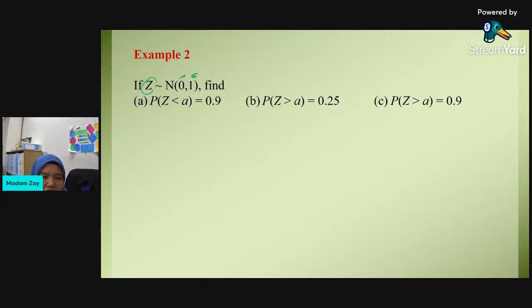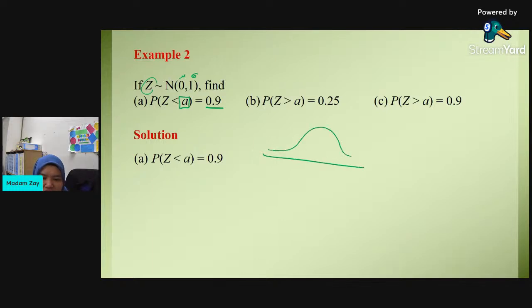So, find probability of Z less than A equal to 0.9. Sekarang ni kita bukan nak cari probability apa. Kita nak cari nilai Z tu apa. Okay? Kita dah ada probability. Kat sini untuk soalan A dia kata 0.9. So, A kita ni kat mana sebenarnya? Kita kena tahu dulu A kita ni kat mana. Kalau dalam graf, okay, macam nak tahu dia A di belah mana? So, kita kena agak-agak dulu.